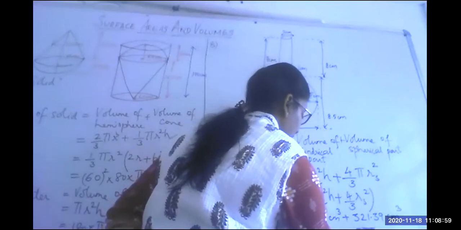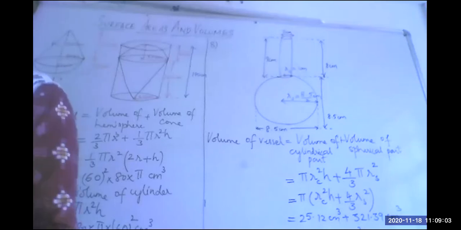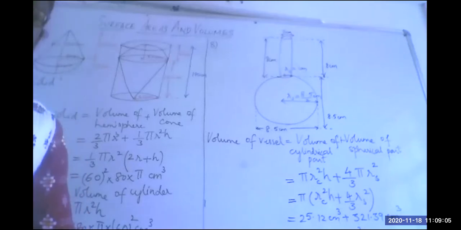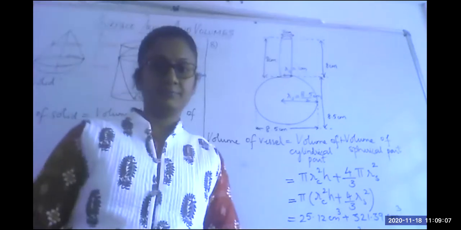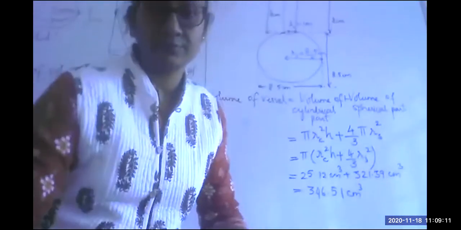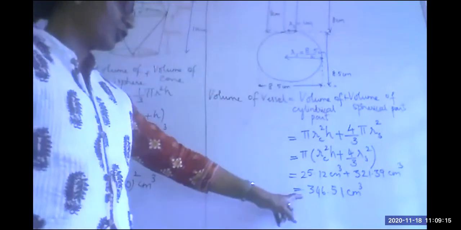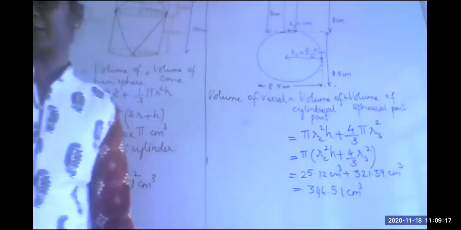So many centimeter cube. But the child had reported the volume as 345. So was she right or wrong? She had reported 345. And now we have got it as 346.51. So should I say the child has calculated the volume in the correct manner or there was a mistake?